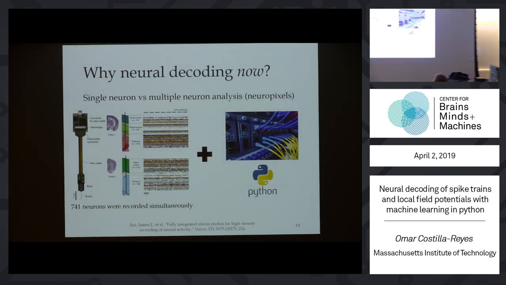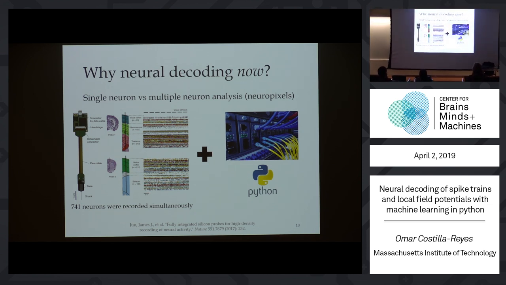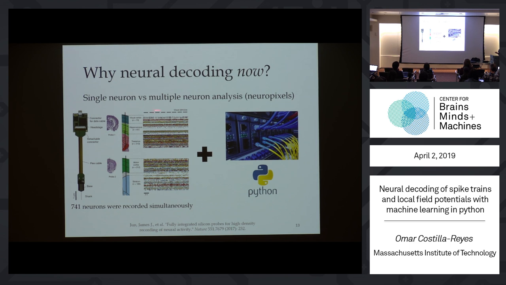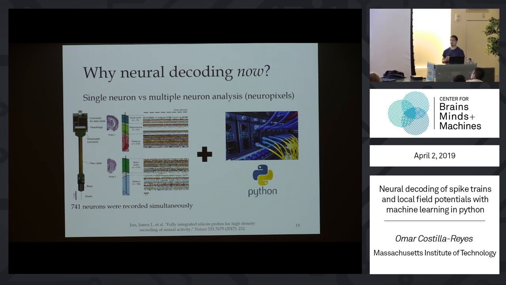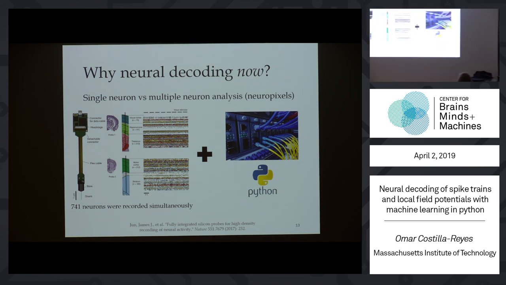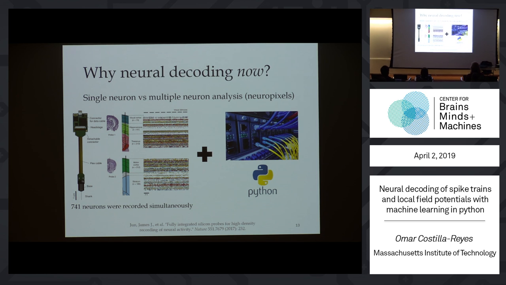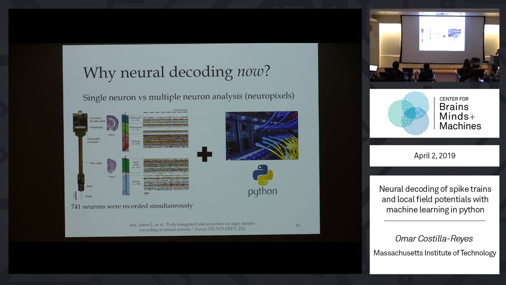Also, I want to say why neural decoding is important. In neuroscience, the first types of analysis that were made were single neuron analysis, right? So my lab, Professor Miller, built his career with single neuron analysis. That was a few decades ago. And now we are evolving to systems that can record many, many neurons at the same time with a high level of accuracy, right? For example, what I'm showing here is the Neuropixels. It's a special type of probe that can acquire very many neuron recordings at the same time.